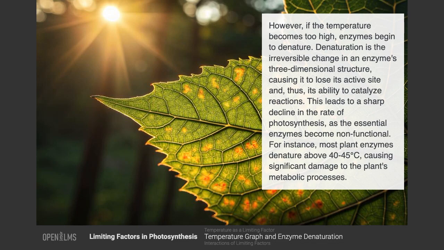Denaturation is the irreversible change in an enzyme's three-dimensional structure, causing it to lose its active site and thus its ability to catalyze reactions. This leads to a sharp decline in the rate of photosynthesis, as the essential enzymes become non-functional. For instance, most plant enzymes denature above 40 to 45 degrees, causing significant damage to the plant's metabolic processes.